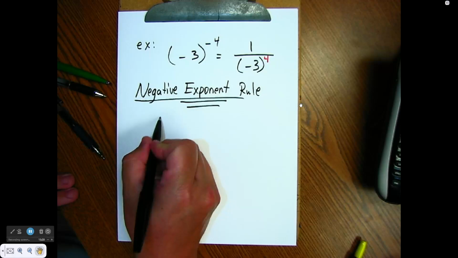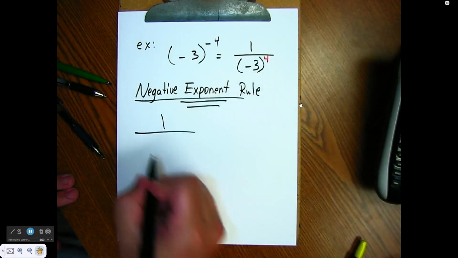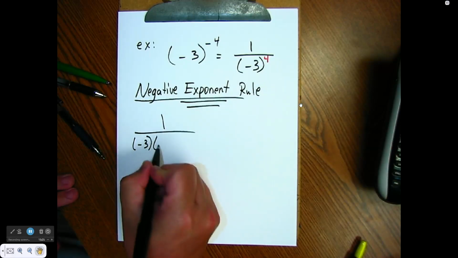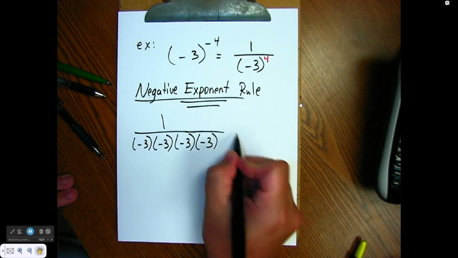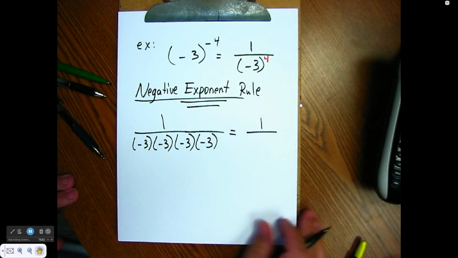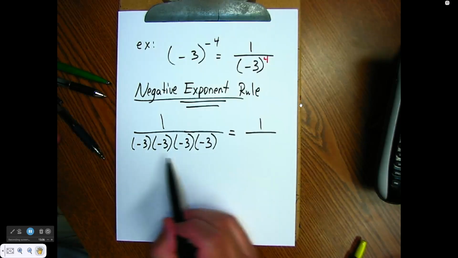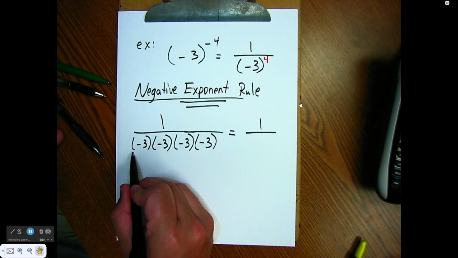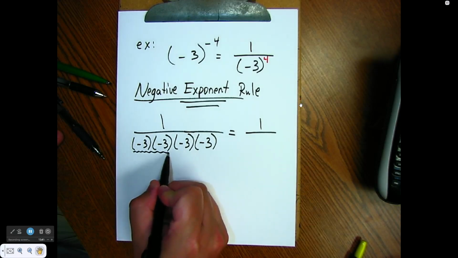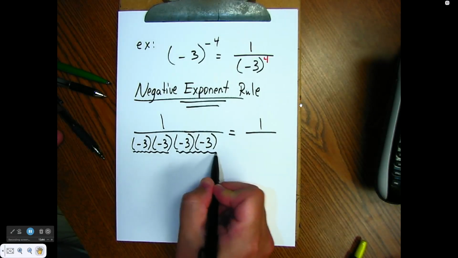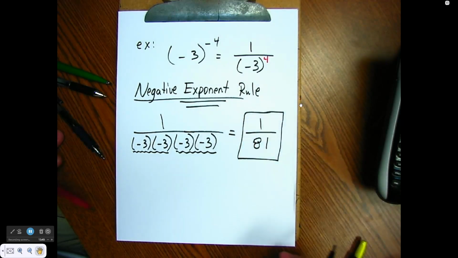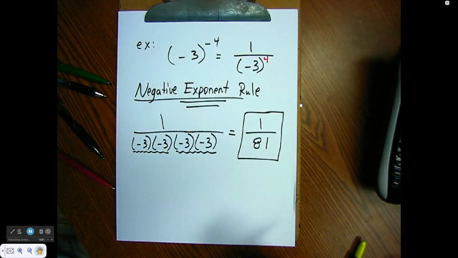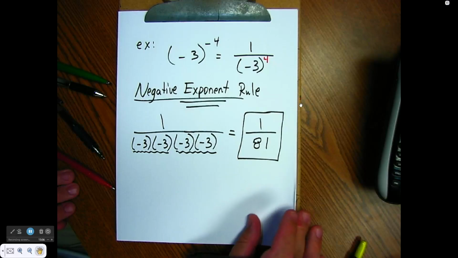So now we have 1 over. What is the meaning of this? It means negative 3 times negative 3 times negative 3 times negative 3, which is 1 over. However you choose to do this is fine. I see negative 3 times negative 3 is positive 9, times another positive 9, which is positive 81. 1 over 81. Let's look at another.